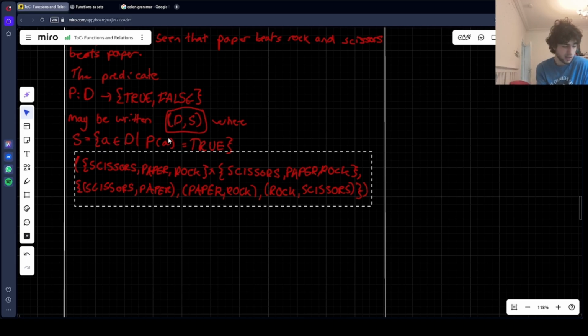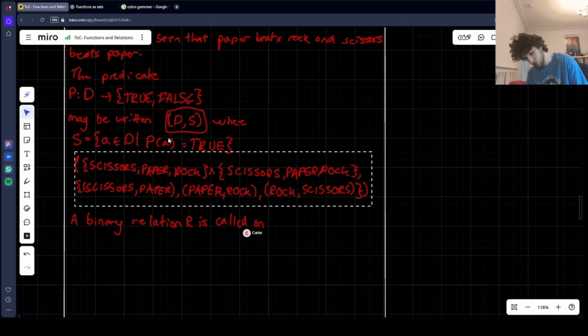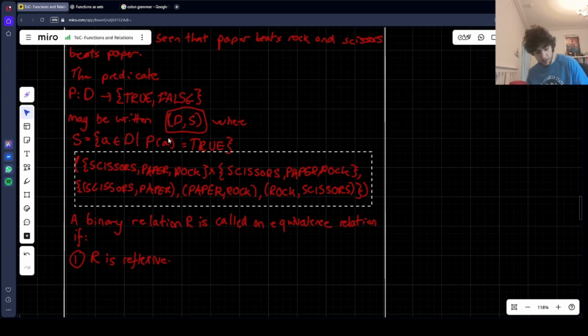Okay. So last thing, this is actually the last thing, is equivalence relations. So a binary relation, and for now we'll just think about this with binary relations. A binary relation R is called an equivalence relation if, first of all, R is reflexive. Okay, so you might wonder, what does that actually mean?